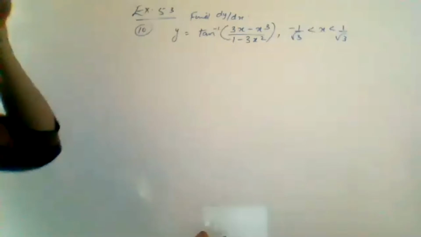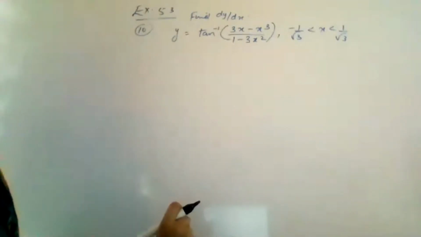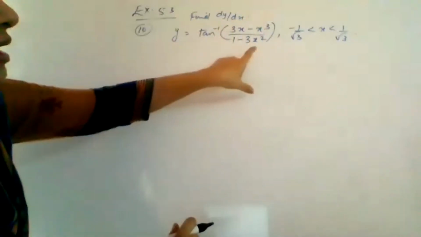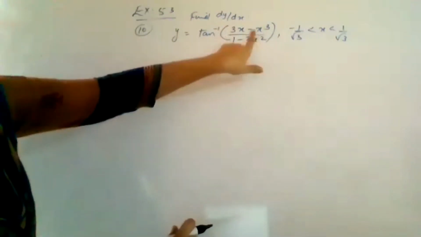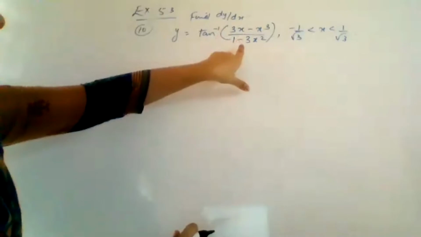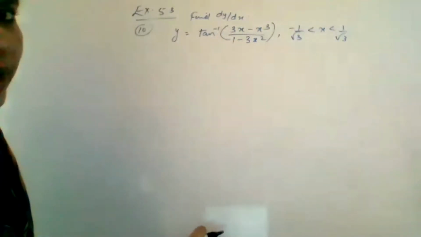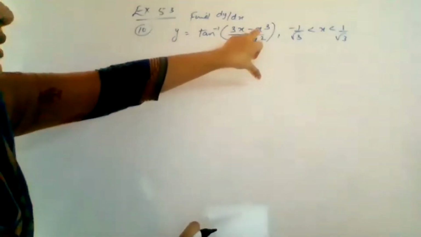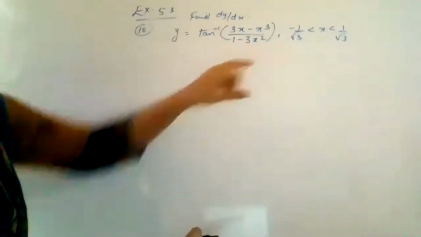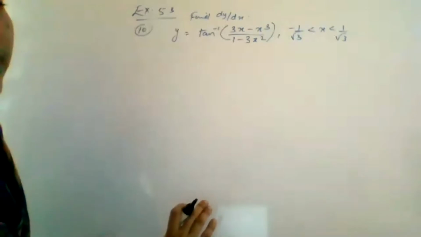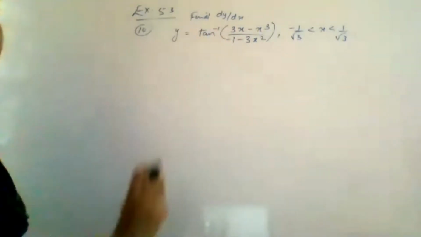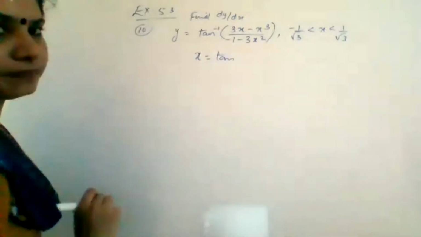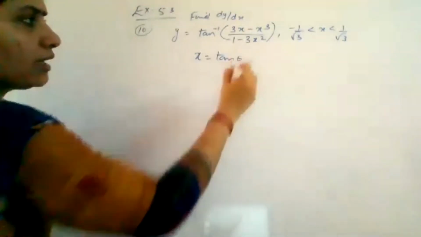Now, in order to do such problems, we will use substitution for x. How do we substitute? We have to go through the terms and see whether this is related to any definition or formula. It is 3 something minus that thing whole cube divided by 1 minus 3 into that whole square. So if you have tan in place of x, just imagine your x is tan something. I cannot write tan x, so I will write tan theta.